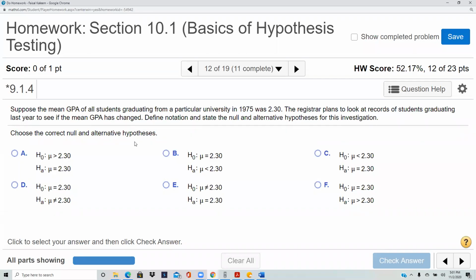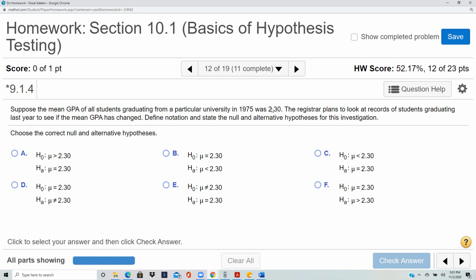Suppose the mean GPA of students graduating in 1975 was 2.3. The registrar plans to look at records of students graduating last year to see if the mean has changed. Define notation and state the null and alternative.